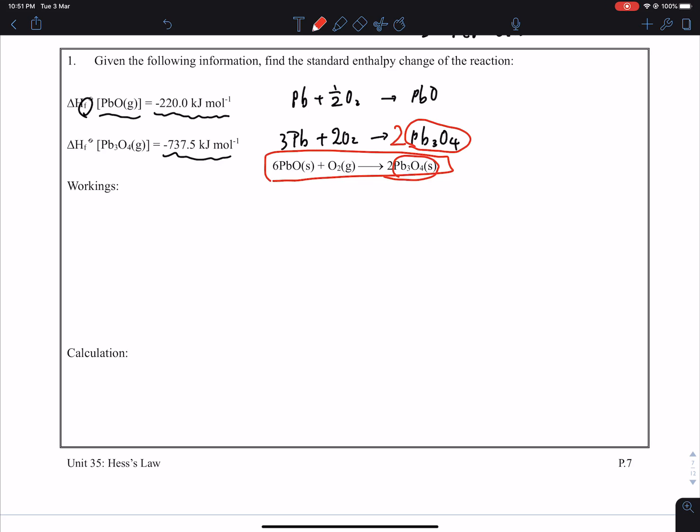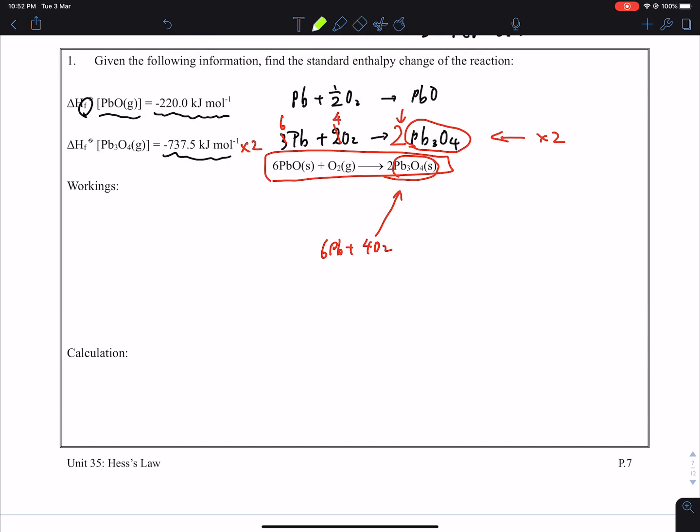But if you put 2 over here, it is not really fair. Therefore, we actually need to multiply the rest of them. It becomes 4. It becomes 6. So it's just like the whole equation multiplying by 2. If you multiply the second equation by 2, don't forget to multiply the numbers by 2 as well. So you get the equation already. It will be 6Pb plus 4O2 become 2Pb3O4.